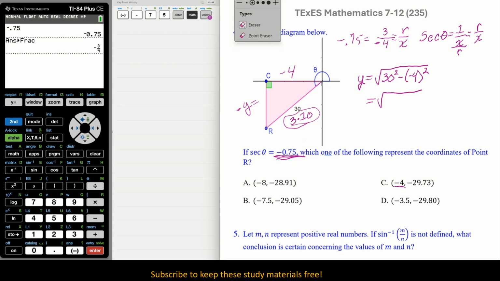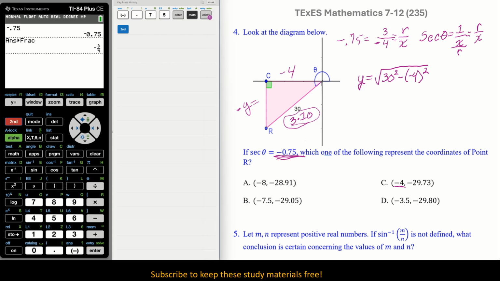If you remember in the prior problem, I said, well, let's leave the whole number value under the radical, worry about the decimal at the end. We're not doing that here. We need the actual decimal values. Let's just put that in the calculator. Second radical 30 squared minus, in parentheses, -4. Close your parentheses. Now square it, push enter, and that's your value.